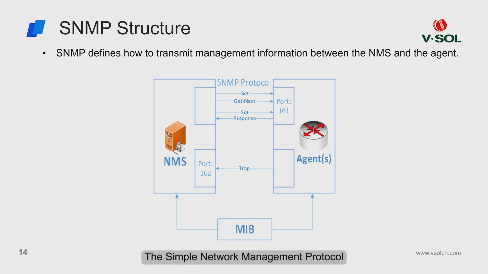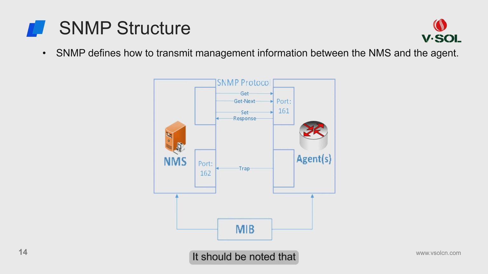The Simple Network Management Protocol typically listens on 2 main UDP ports, 161 and 162. The former is the port used by the SNMP agent to receive GET and SET requests from the NMS and send responses. Port 162 is the port used by the SNMP agent to send traps to the NMS.